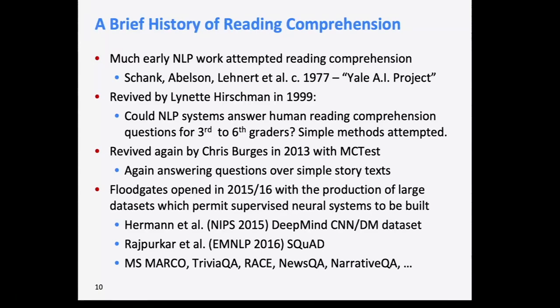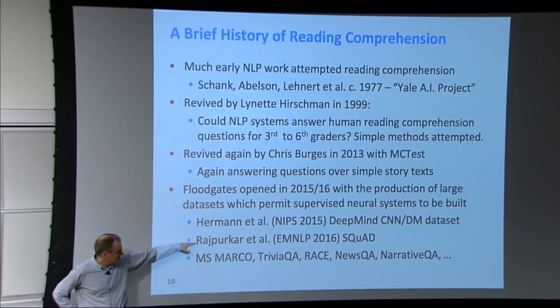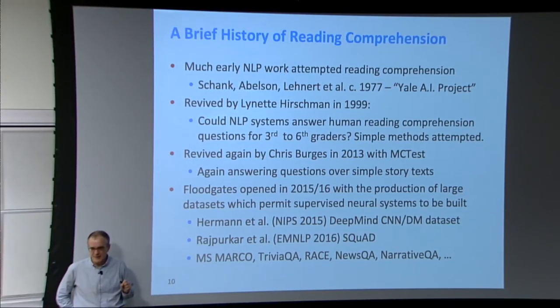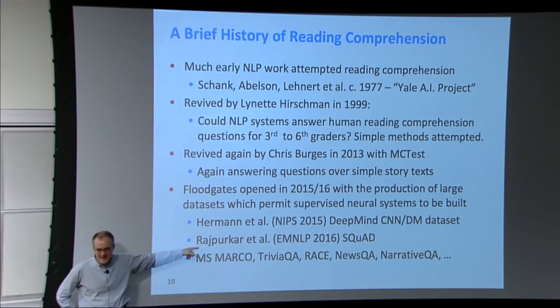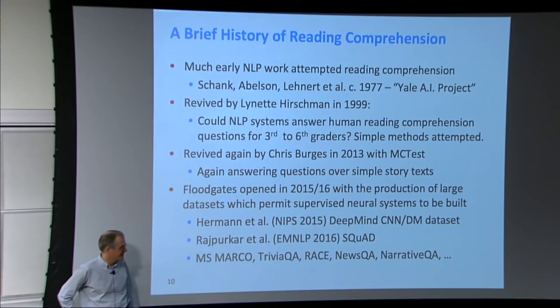The first such data set was built by people at DeepMind over CNN and Daily Mail news stories. But then the next year, Pranav Rajpurkar, who's a Stanford PhD student working with Percy Liang and a couple of other students, produced the Squad data set, which was actually a much better designed data set and proved to be much more successful at driving this forward.